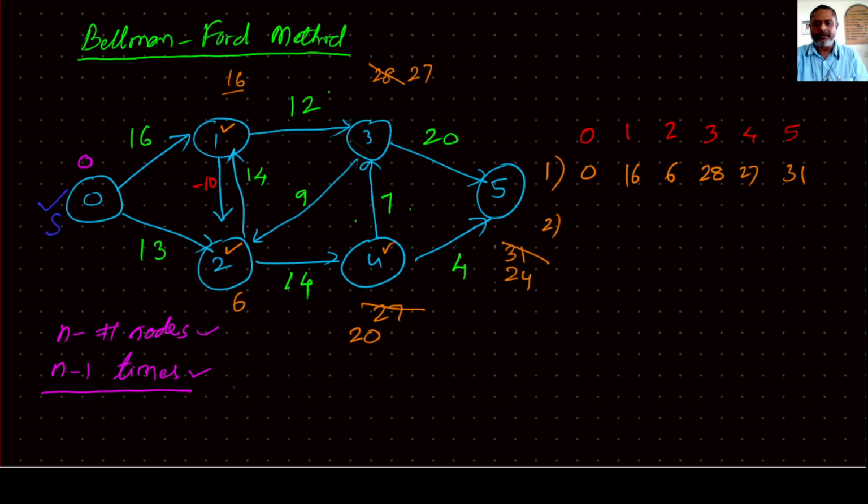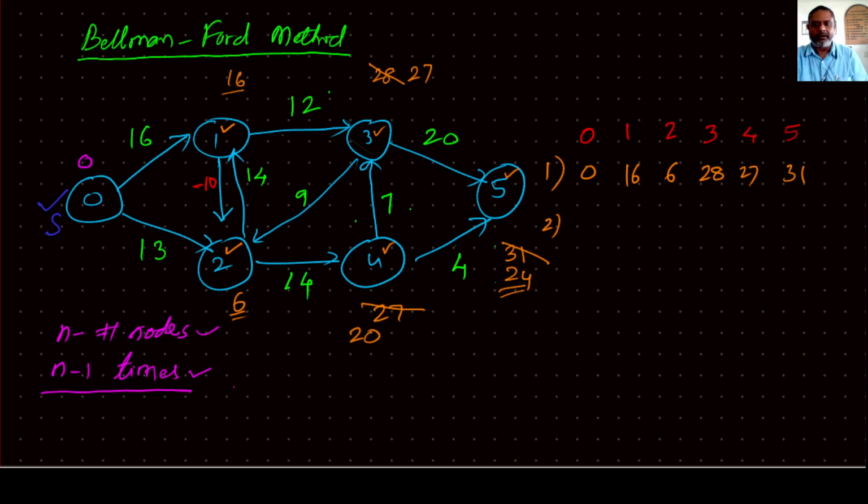So who is better? Node 5 is the next chance. There is no outgoing, therefore there is no chance of correcting anything. Then finally node 3. So that is 27 plus 9 becomes 36. But node 2 is already at 6, no change. 27 plus 20 is 47, but we are already at 24, therefore no change is needed.